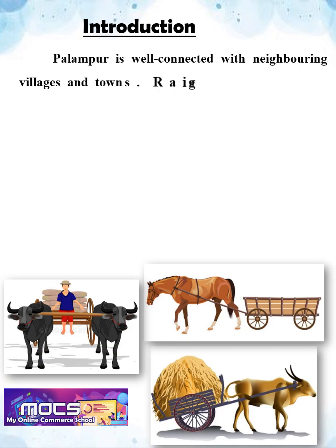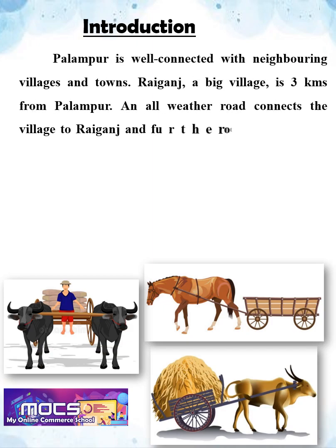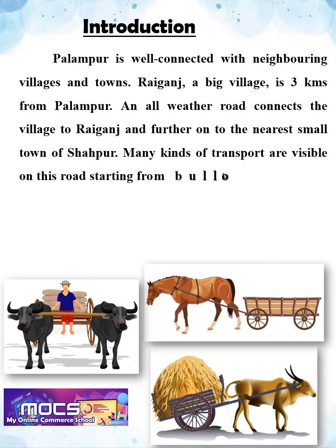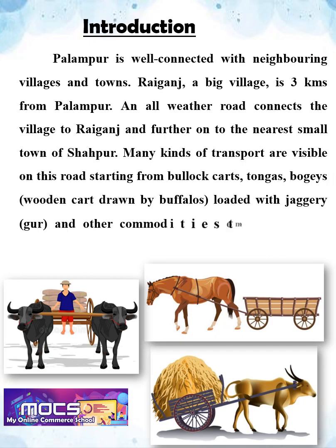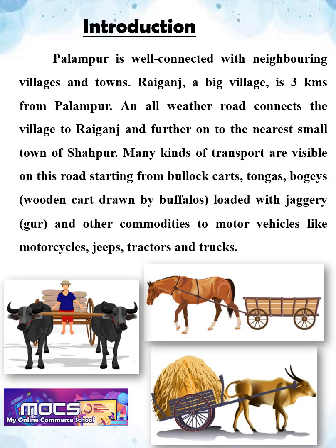Palampur is well connected with neighboring villages and towns. Irrigation, a big village, is 3 km from Palampur. An all-weather road connects the village to Irrigation, and further on to the nearest small town of Shahpur. Many kinds of transport are visible on this road, starting from bullock carts, tongas, bogies loaded with jaggery and other commodities, to motor vehicles like motorcycles, jeeps, tractors and trucks.